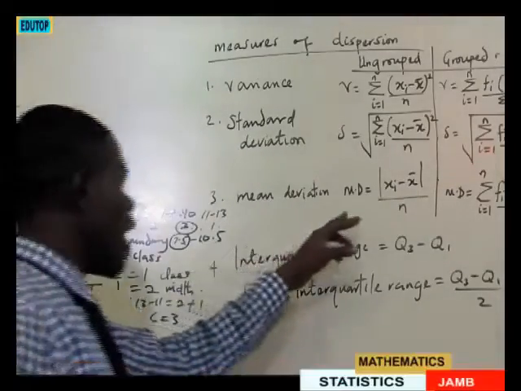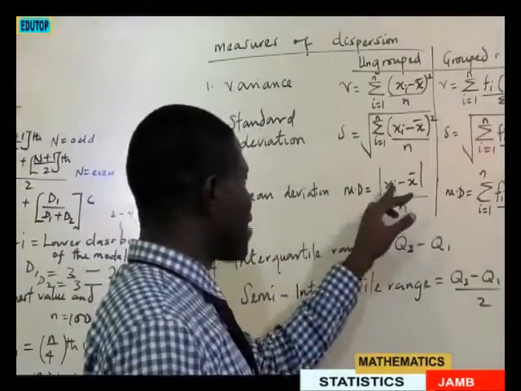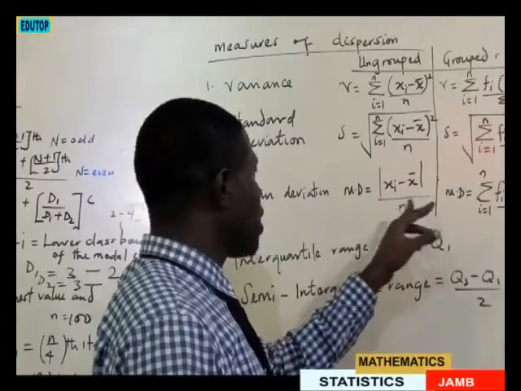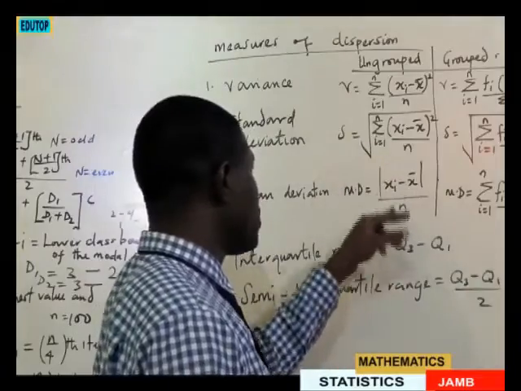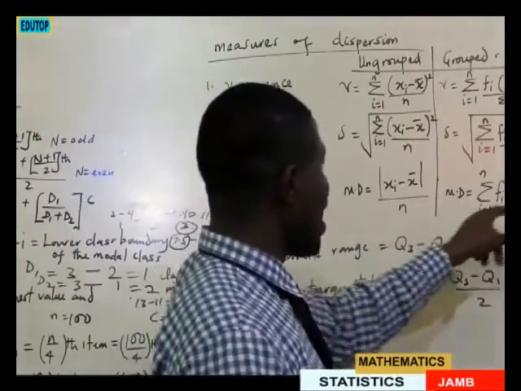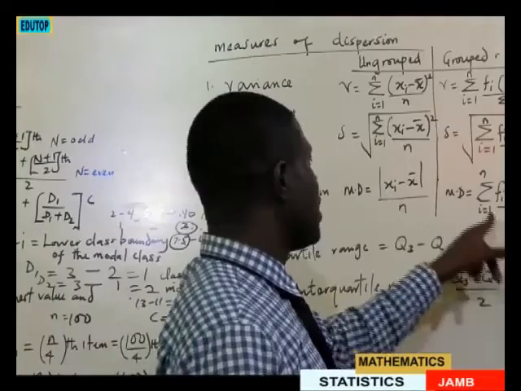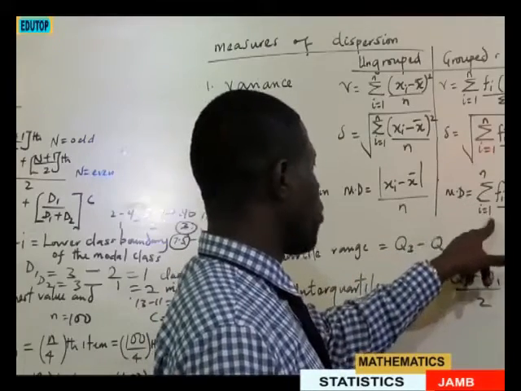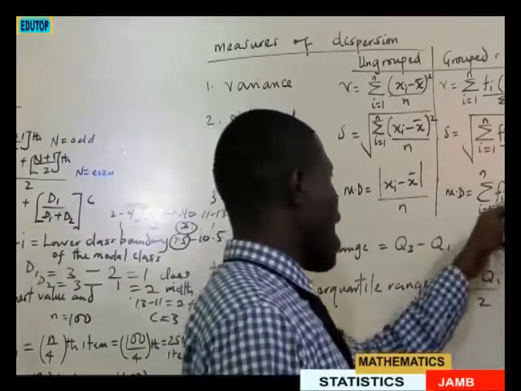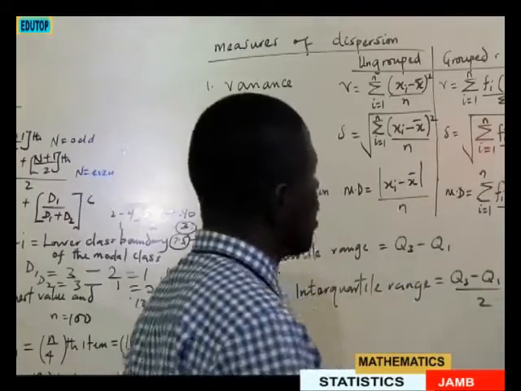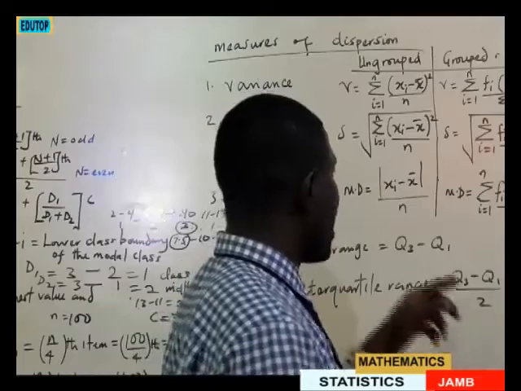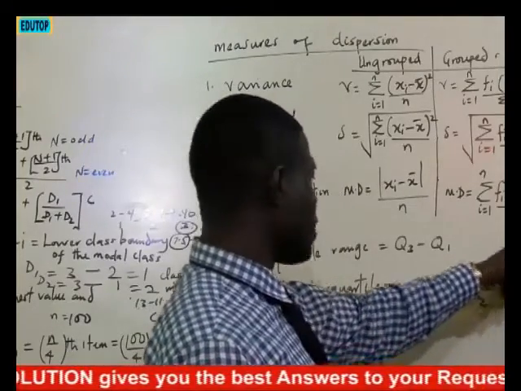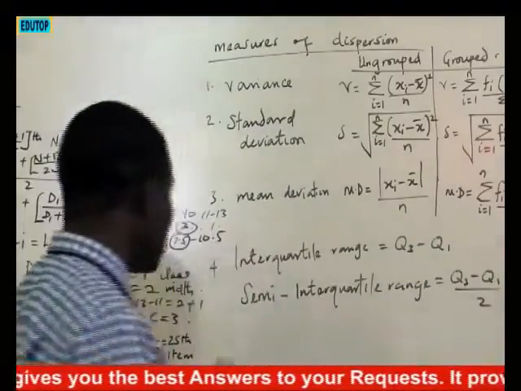Then mean deviation, MD, is the absolute value of xi minus x bar, over n. That is for ungrouped data. For grouped data where your frequency is incorporated, mean deviation equals the summation of i from 1 to n of fi times the absolute value of xi minus x bar, over n, where n sometimes can also be the frequency. Take note of that. So in that situation, be able to sort that.